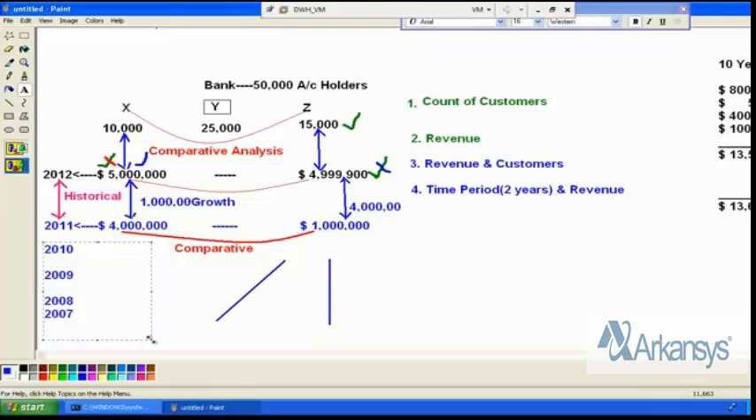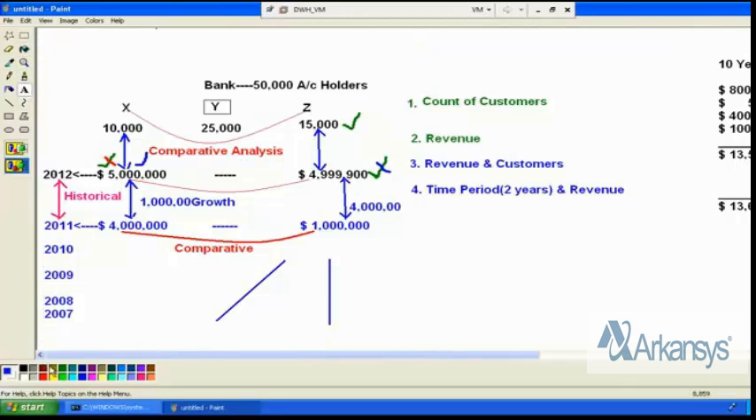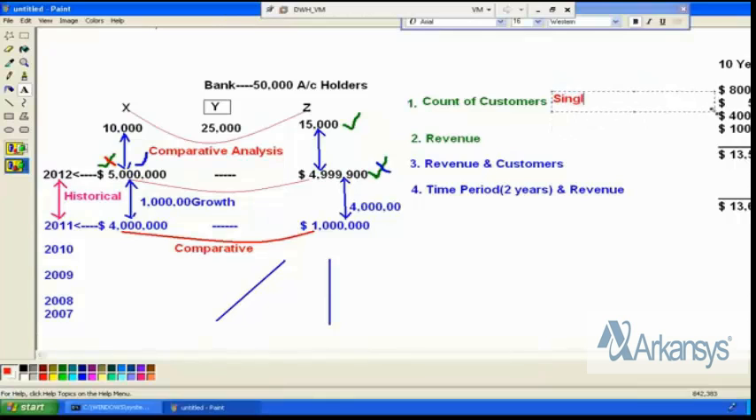So with one type of output, we cannot decide which is the best place. We need to study the data in various ways. First time we are talking about only count of customers, only one field we are comparing, so I can consider that as one-dimensional analysis or single-dimensional analysis. Only one type of field we are comparing.